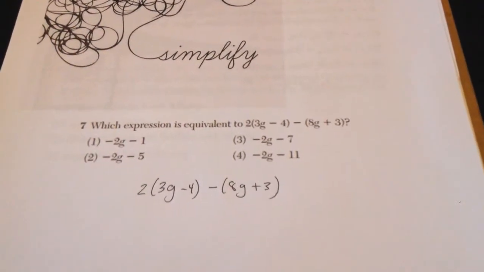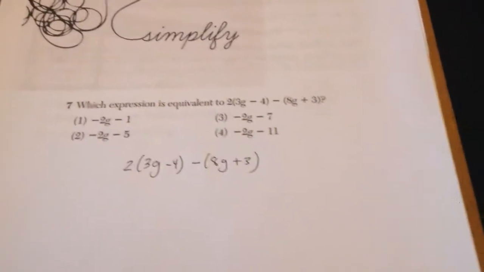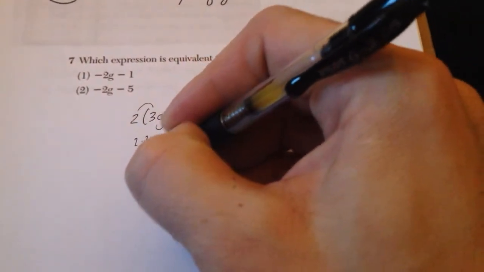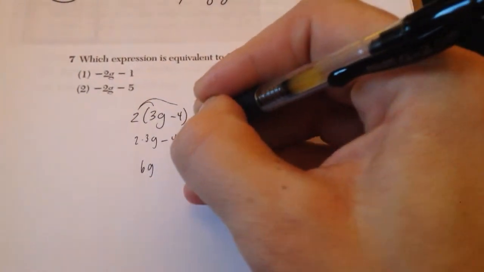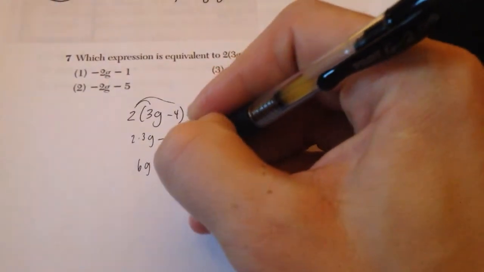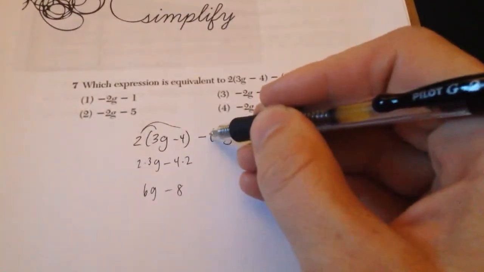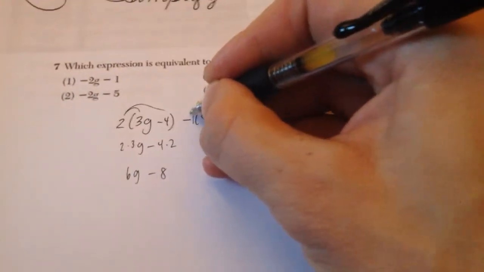Number 7 asks which expression is equivalent to the following expression. I'm going to distribute 2 times 3g, and I get 6g. I'm going to do 2 times 4, and I get 8.